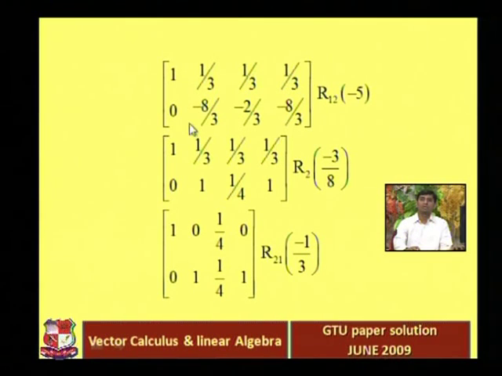There is a second row coming from that one, 0, minus 8 by 3, minus 2 by 3, minus 8 by 3. Okay, now the first row is as it is. Again, we multiply the second row with minus 3 by 8, because we want leading entry 1 in this place. So that's why we multiply by minus 3 by 8.